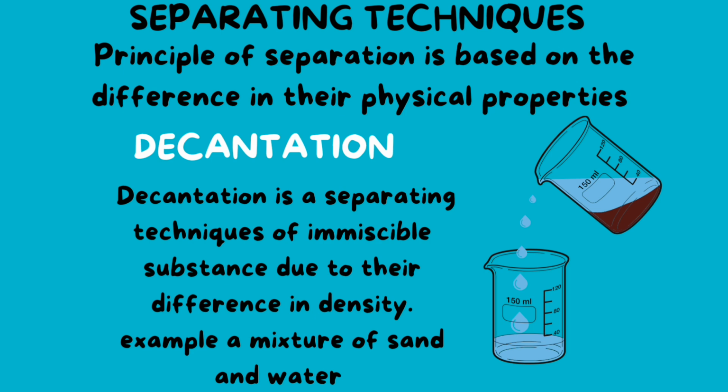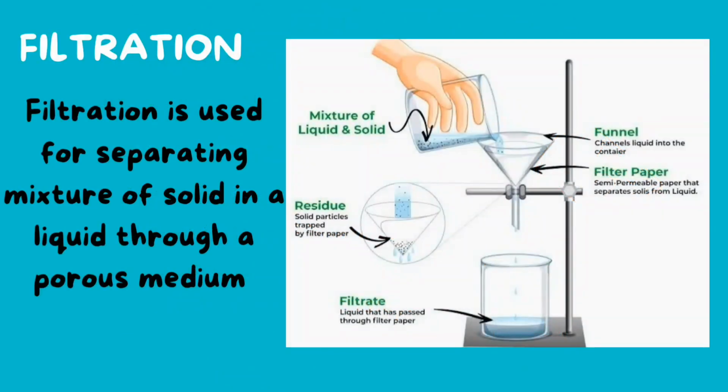The principle of separation is based on the fact that substances have different physical properties: their boiling point, their melting point, their solubility, their specific gravity. Decantation is the technique of separating immiscible substances due to their difference in density. An example is the separation of a mixture of sand and water, whereby we decant the less dense material.